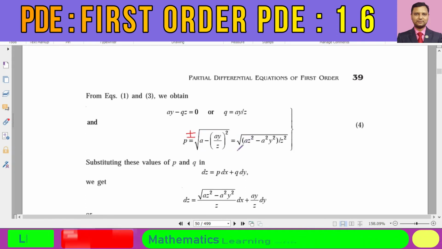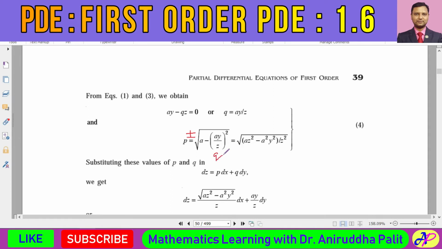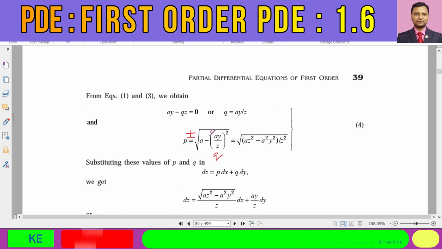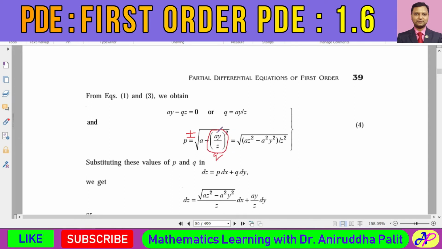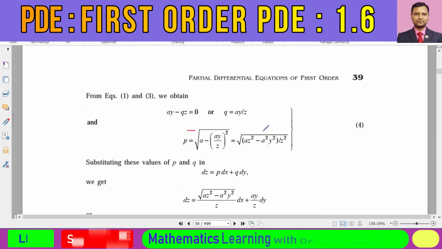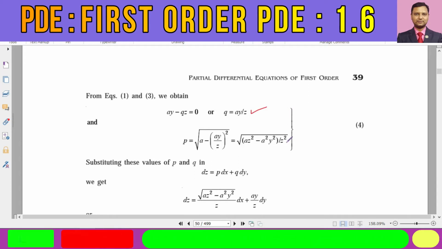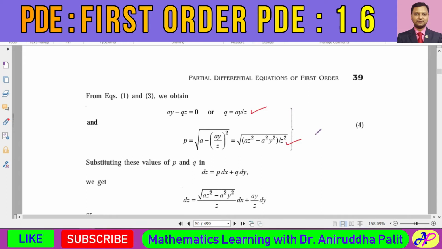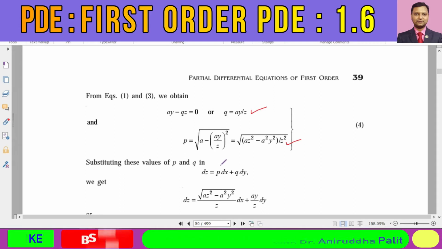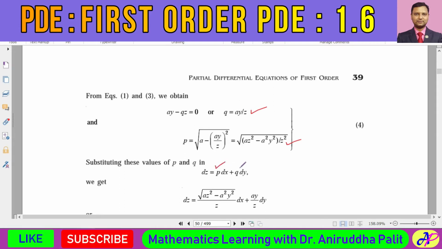Plus minus with power of a minus q square. This is the expression of q, a divided by z. Although we can simply choose this positive symbol or negative symbol, whatever you wish. We just need one expression of p and one expression of q. So we got one expression of p and one expression of q, and we now put these expressions of p and q in this relation: dz is equal to p dx plus q dy.